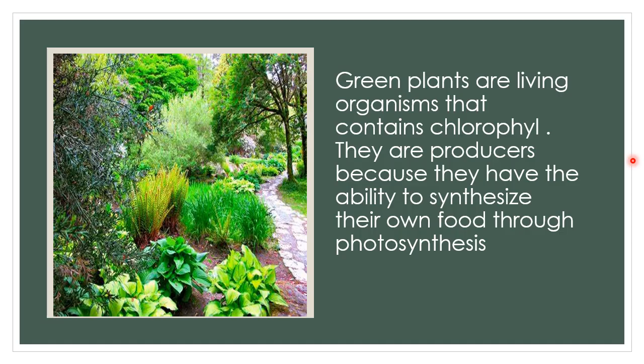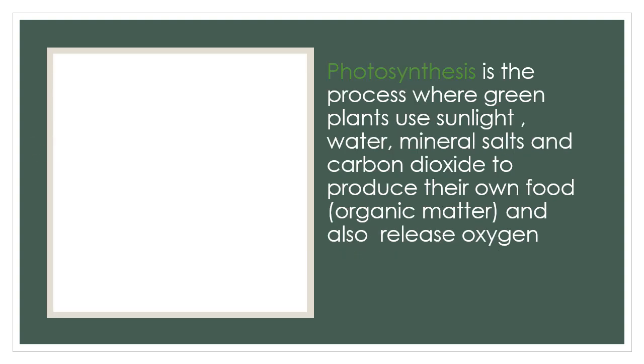In the first idea, we talked about the green plants. As a definition, they are living organisms that contain chlorophyll. They are called producers because they have the ability to synthesize their own food through a process known as photosynthesis. As mentioned in the previous slide, green plants are producers. They have the ability to produce their own food by a process called photosynthesis.